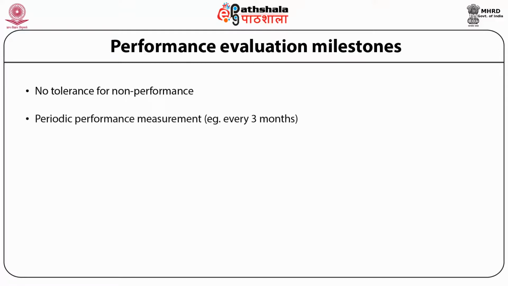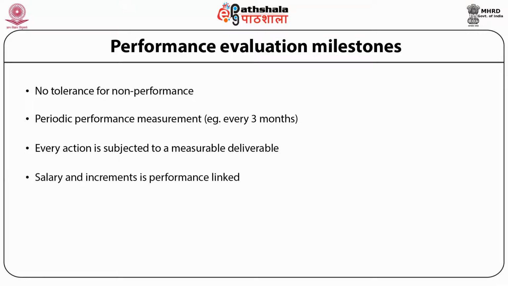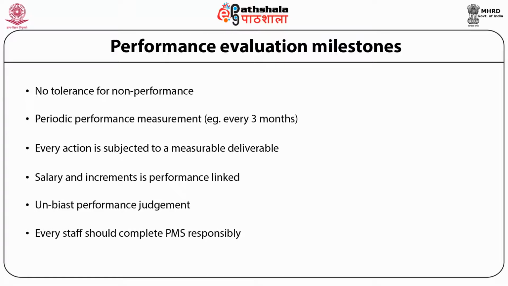Performance evaluation milestones include no tolerance for non-performance. Periodic performance measurement on a monthly or quarterly basis. Every action is subject to measurable deliverables, because when you are putting everything on a Likert scale, you need to know that a particular performance should have a quantifiable measurement system. Salary and increment should be linked with good performance. Unbiased performance judgment can be achieved through a 360-degree feedback system. And lastly, every staff member should complete the performance management system responsibly.